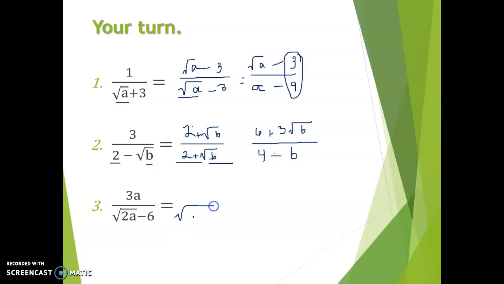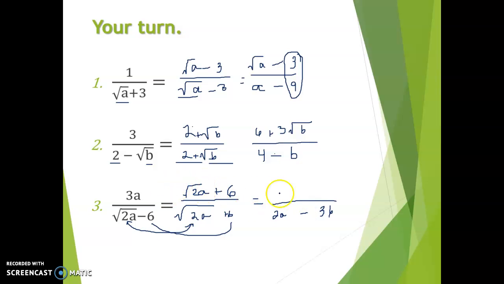All right, and then here we have square root of 2a minus 6, so we're going to multiply by the conjugate, which is plus 6. Do the same thing at the top here, square root of 2a plus 6. And our bottom becomes 2a squared just becomes 2a, and 6 and 6, 36.